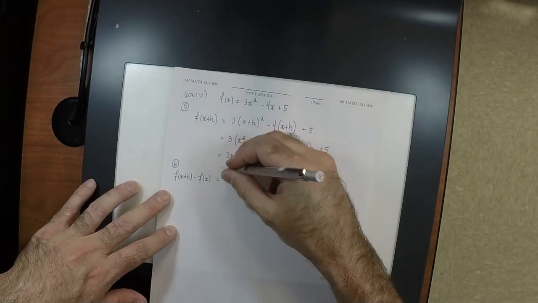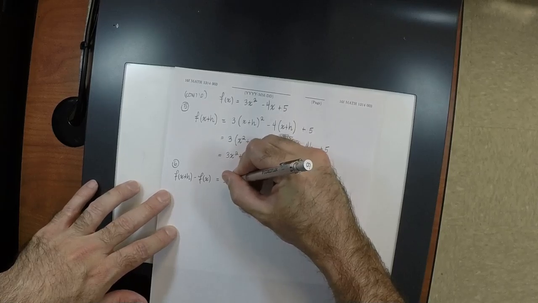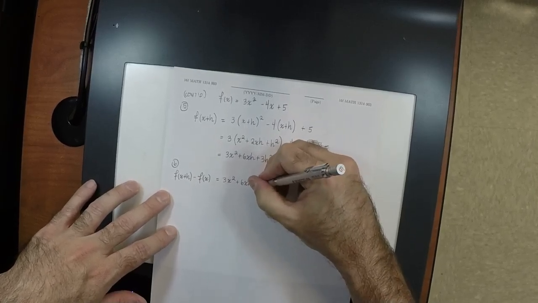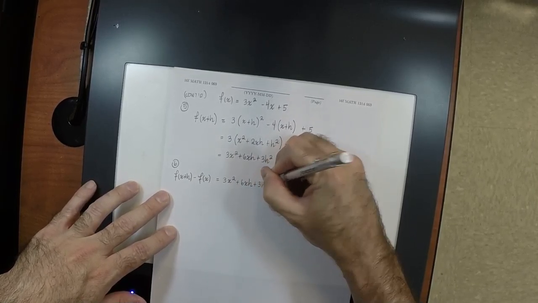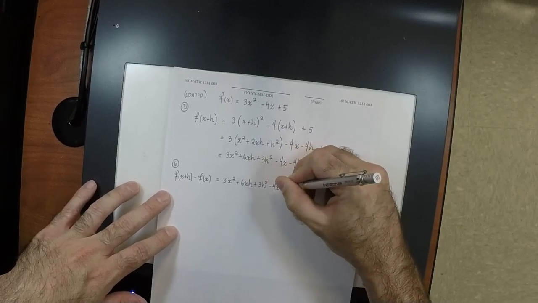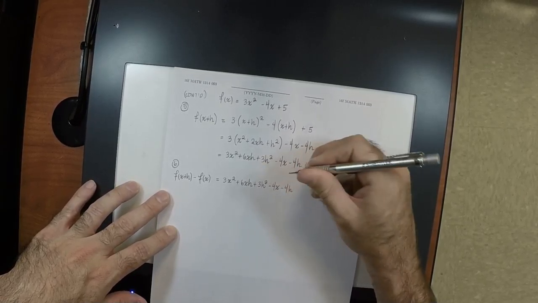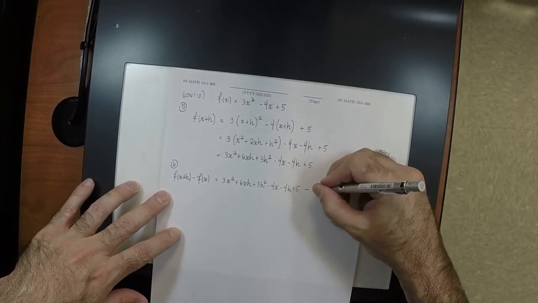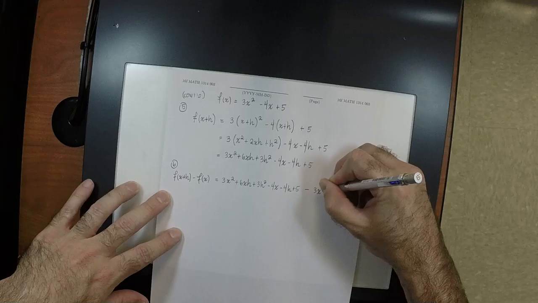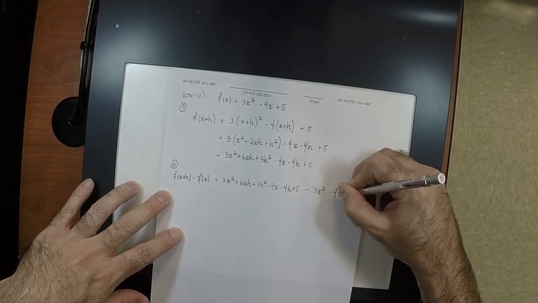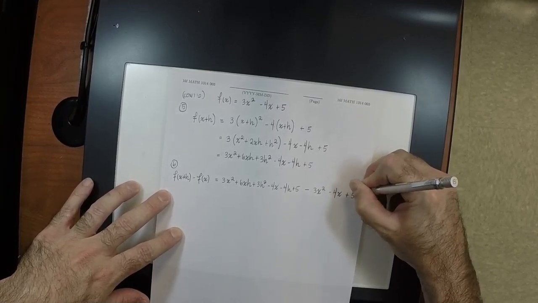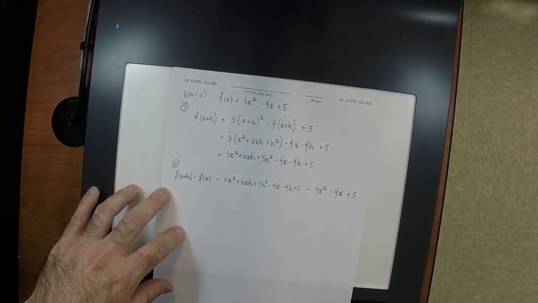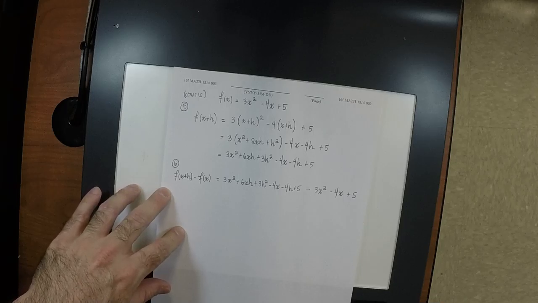Okay, well, I'm going to write something. So 3x squared plus 6xh plus 3h squared minus 4x minus 4h plus 5. So that's f of x plus h, and then minus 3x squared minus 4x plus 5. So do I have it right?